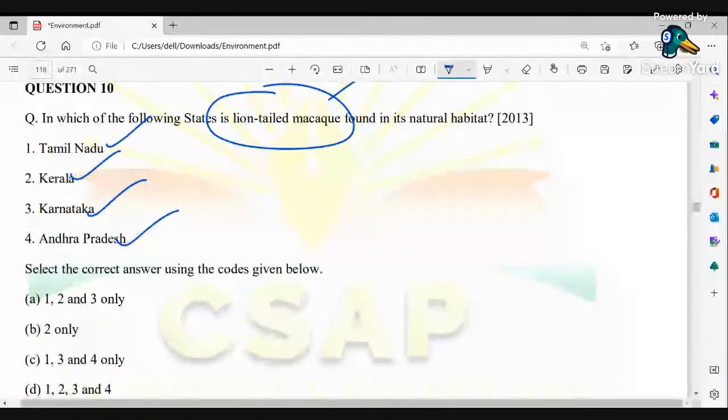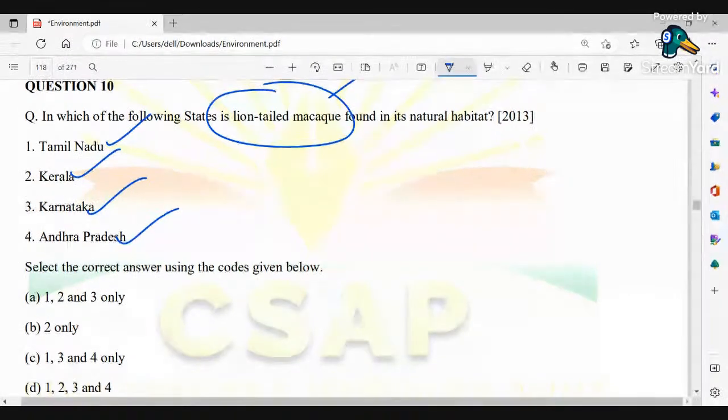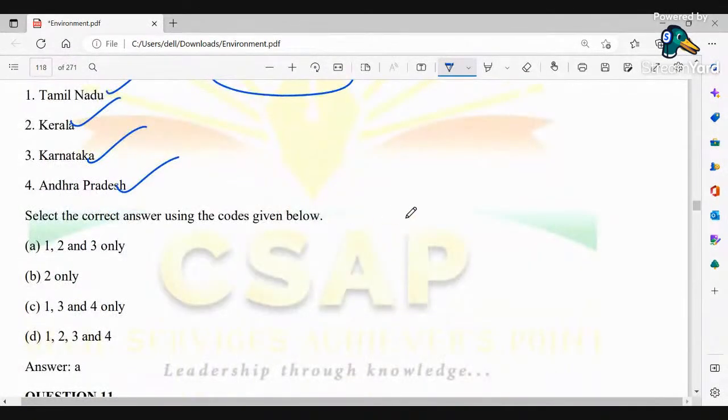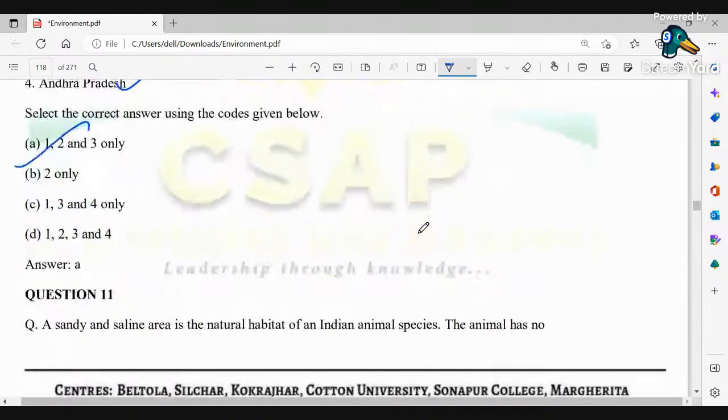Lion-tailed macaque. Question number 10. Correct option, give us. Okay, D, D. Okay, 10A. Okay, 1, 2, and 3. Not in Andhra. Yes, it's good. We could see the lion-tailed macaque in this region of Tamil Nadu, Kerala, as well as Karnataka. So one more question I will take.